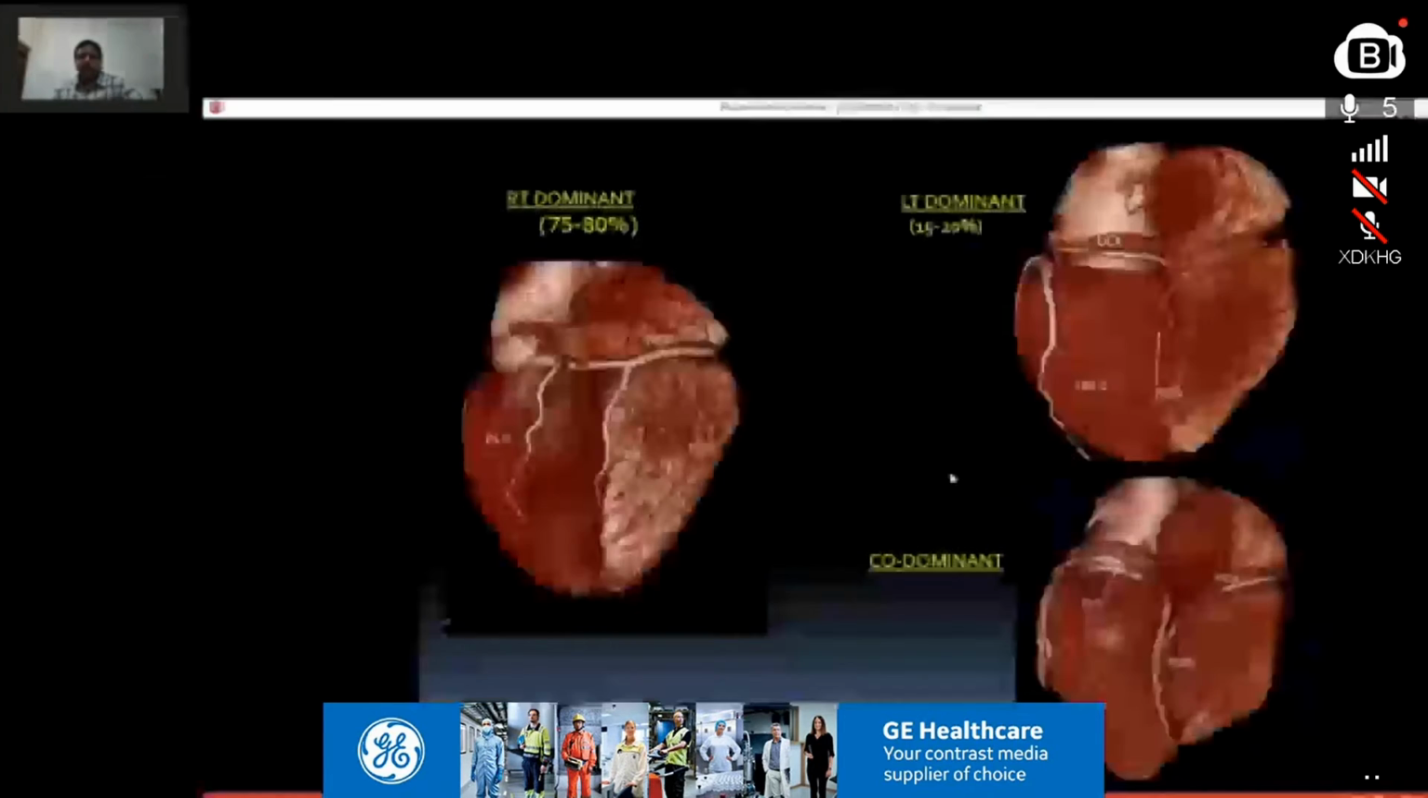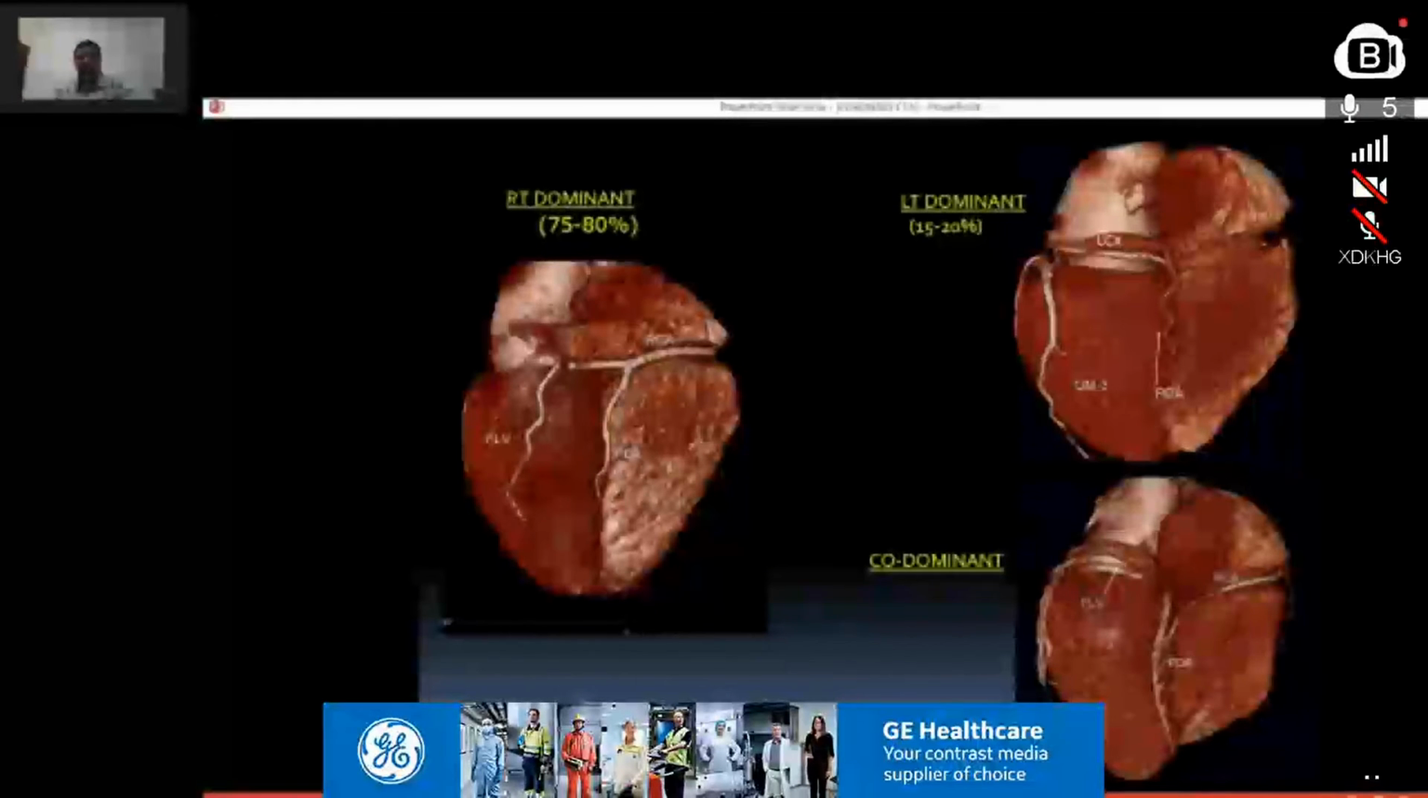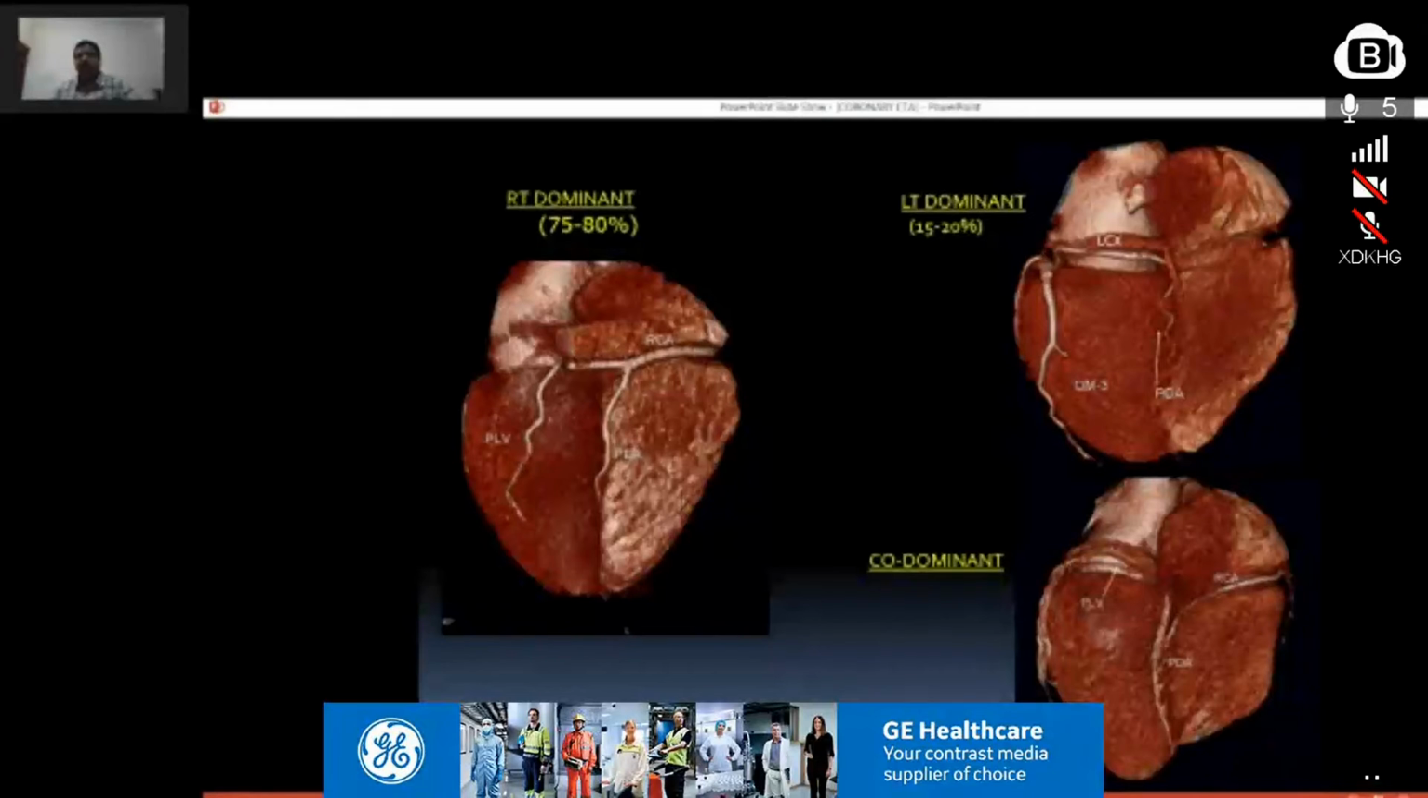Now, in the majority of patients, the RCA supplies the base of the heart, and the system is called right dominant. In 10 to 15% of patients, the circumflex supplies the base of the heart and it's called left dominant. And if both of the vessels supply in equal proportions, it's called a codominant system.